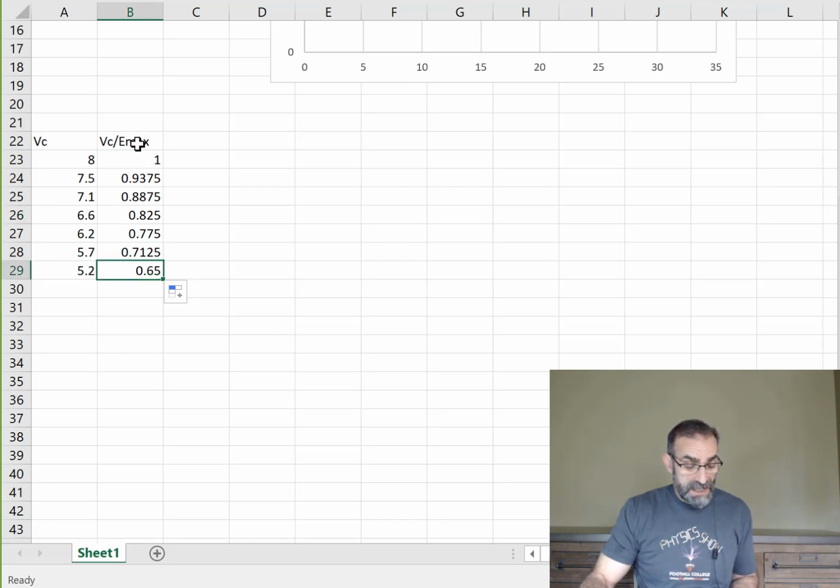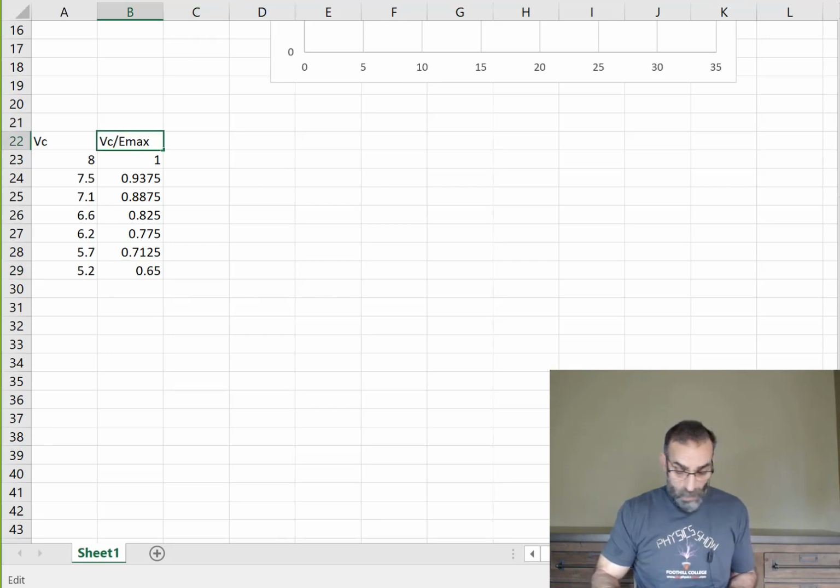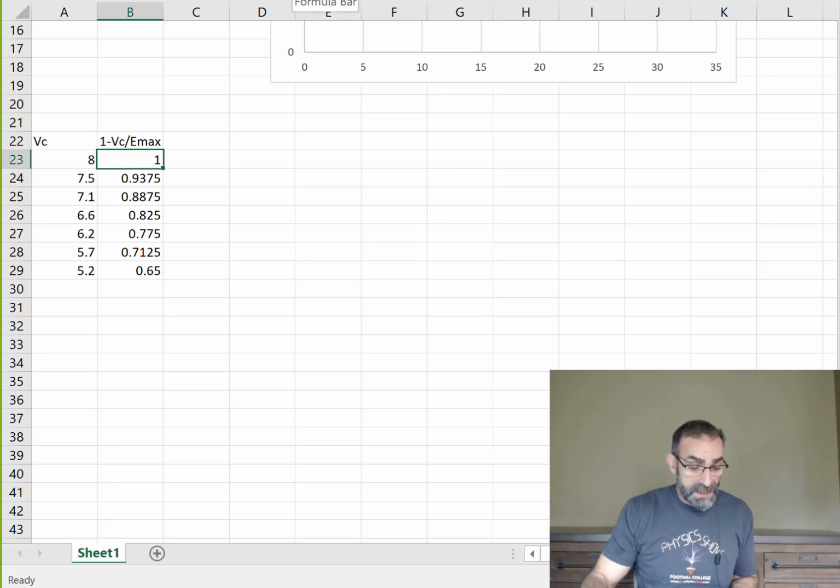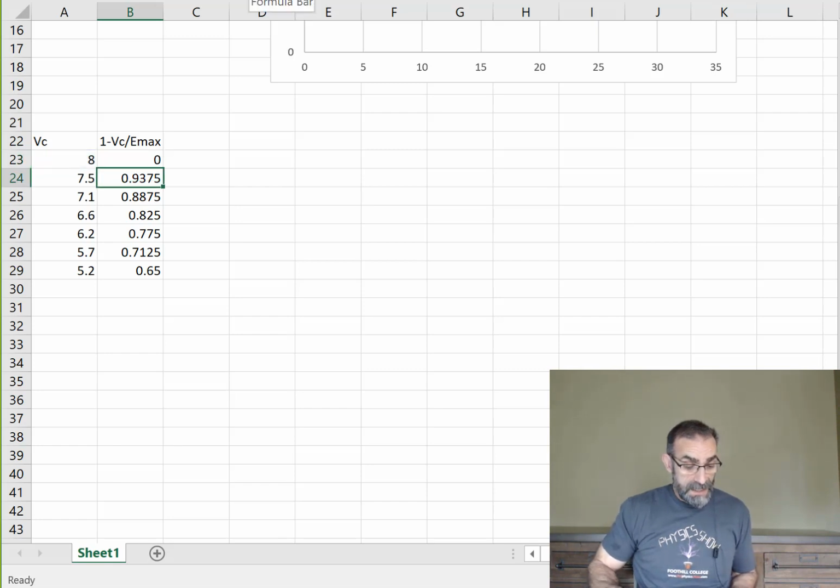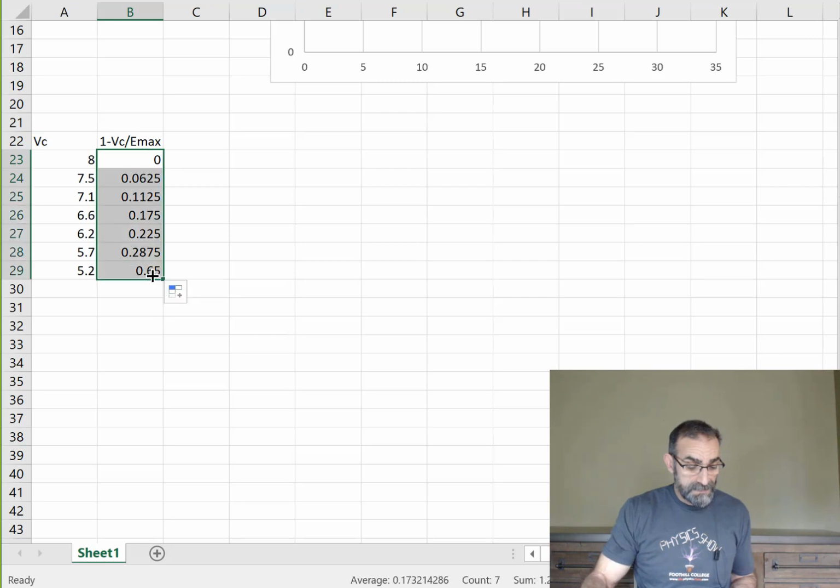5.2 divided by 8. And actually, I don't even have to do 2 steps. I could do it all in 1 step. I could say this is going to be 1 minus that. And then I can come here and say this is equal to 1 minus A23 divided by 8. And then I can drag this down. And so this should be 1 minus 7.5 divided by 8, 1 minus 6.6 divided by 8, right?